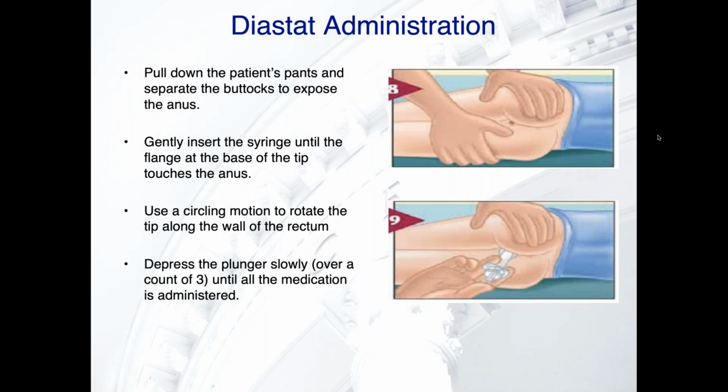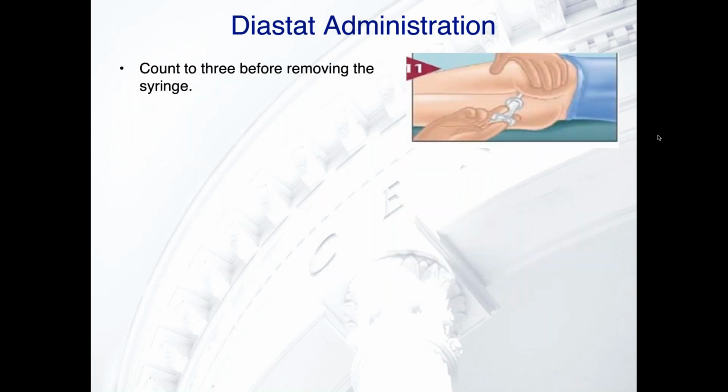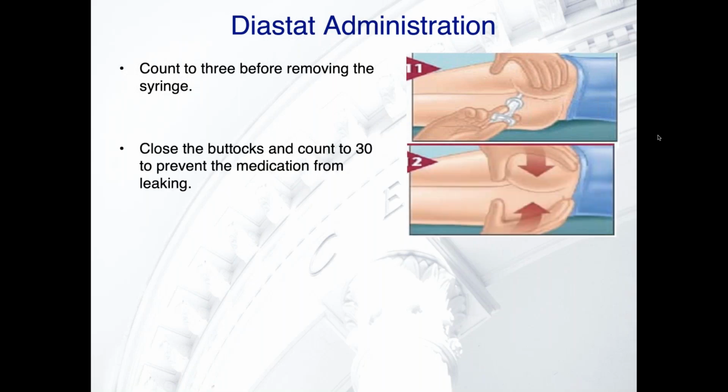The medication comes out kind of thick and goopy like Preparation H. So it's got a little consistency to it. Once you've given the medicine, you want to close the butt cheeks and then remove the syringe and then keep the butt cheeks closed for about 30 seconds. Otherwise, sometimes the medicine leaks out. Sometimes if you stimulate the rectum, it leads to pooping.